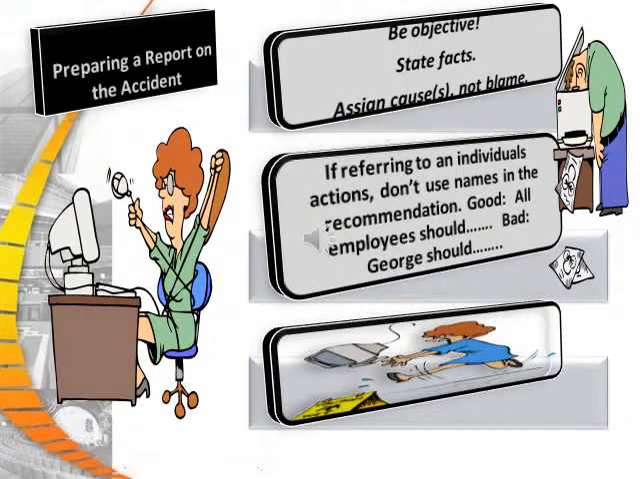One of the hardest things to do on a final report is to be objective. Simply state facts. Assign causes, not blame. If referring to individual actions, don't use names in the recommendation. Say, all employees should, not George should.